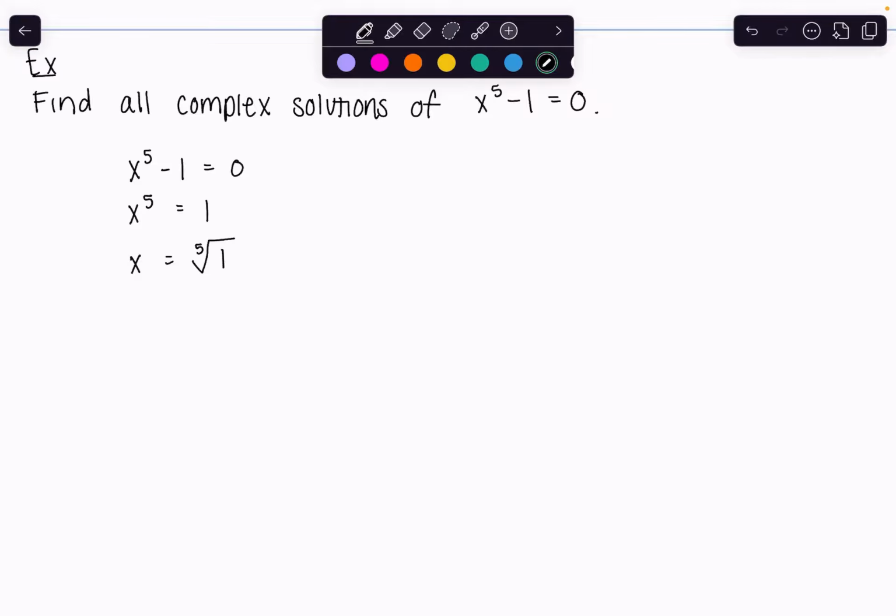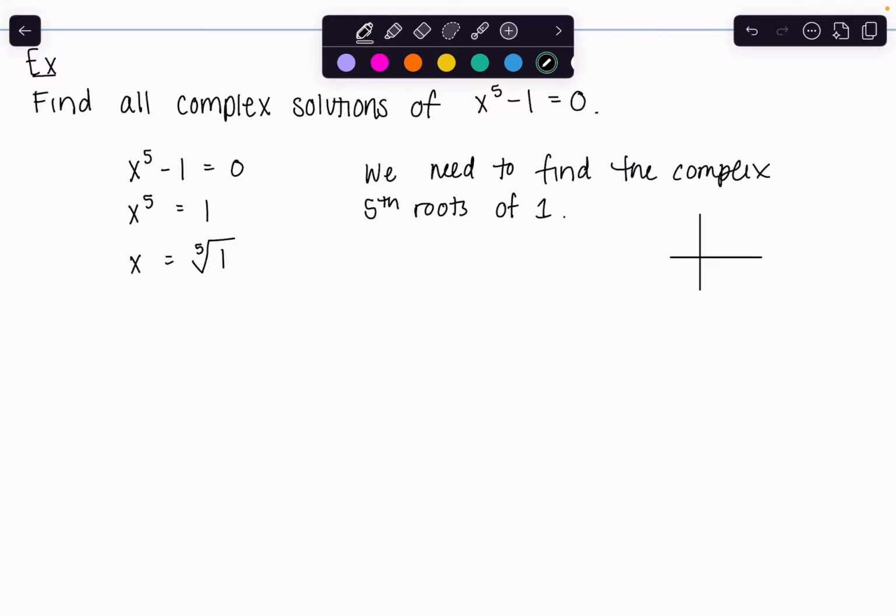So what we need to do is really find the complex roots, and specifically the complex 5th roots of 1. If you think about writing that in its trig form, well, it just has a real component. So positive 1 would be right here. The distance out to that is 1. So that angle is 0 degrees. So this is really 1 cis 0 degrees. Okay. So our value of r would be the 5th root of 1, which is 1.